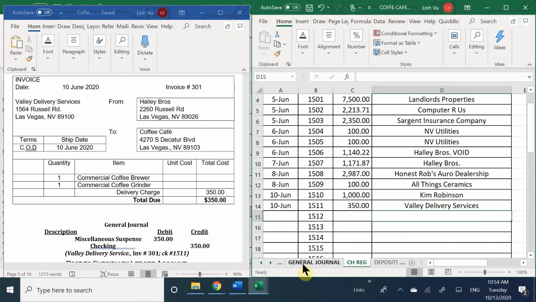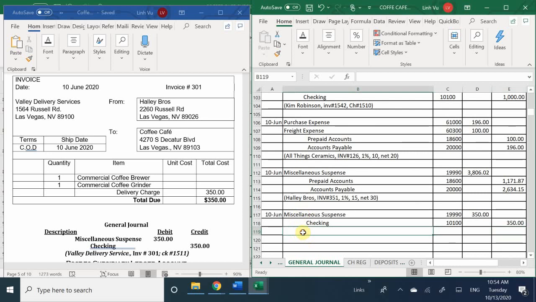All right, and I'm going to go ahead to my journal and I'm going to complete my journal with my description saying this was from Valley Delivery Services. All right, invoice number 301. And I also wrote a check number 1511. Yes. Okay. For the total of $350. Okay.